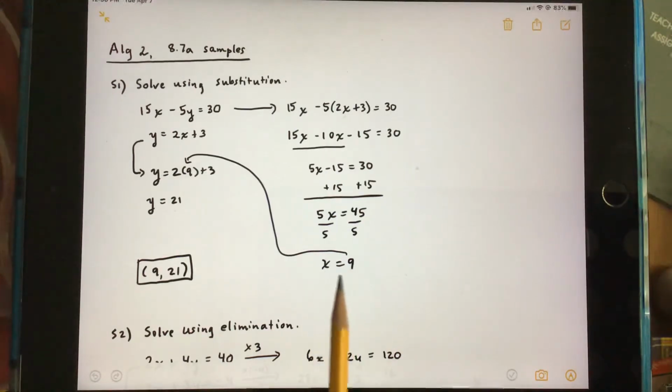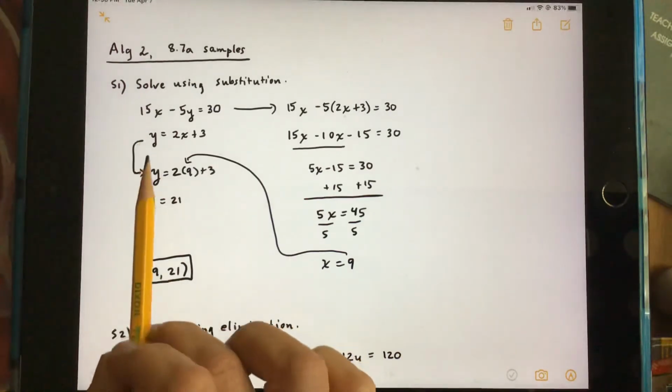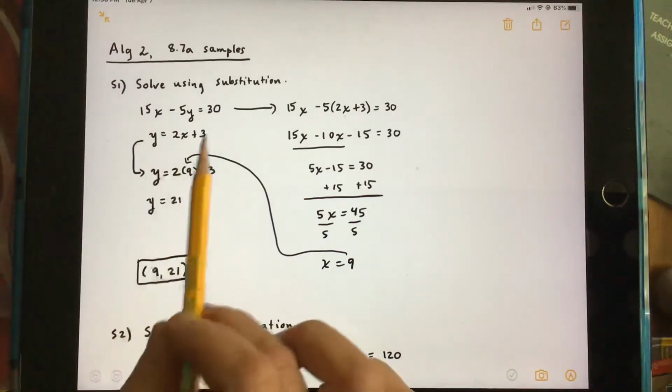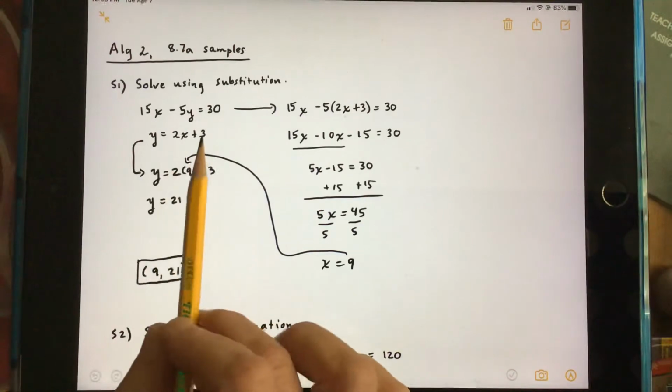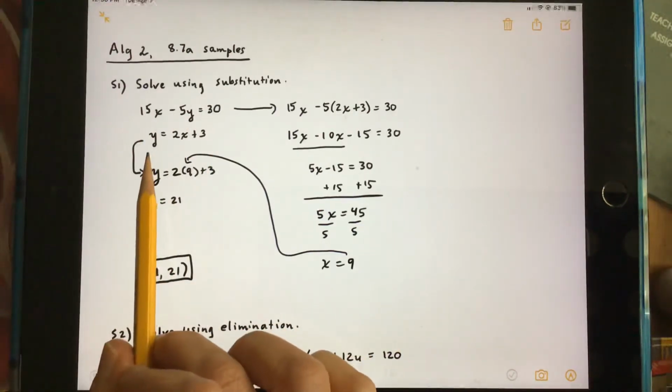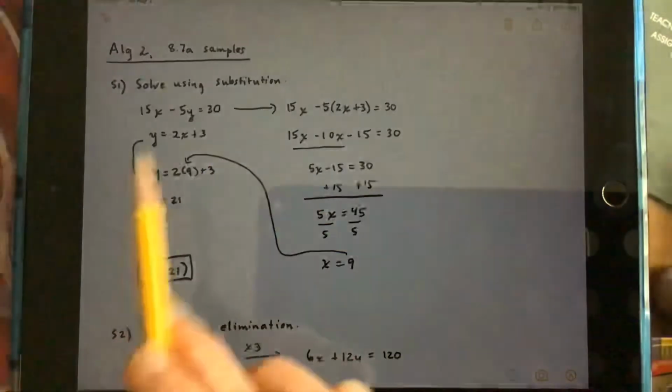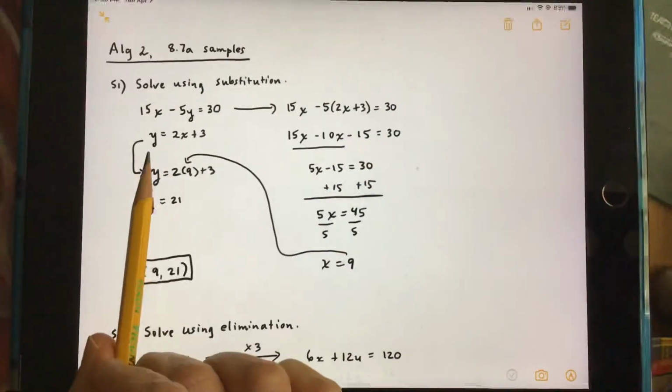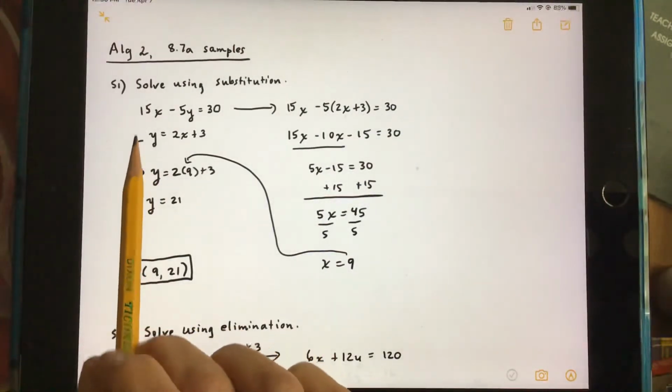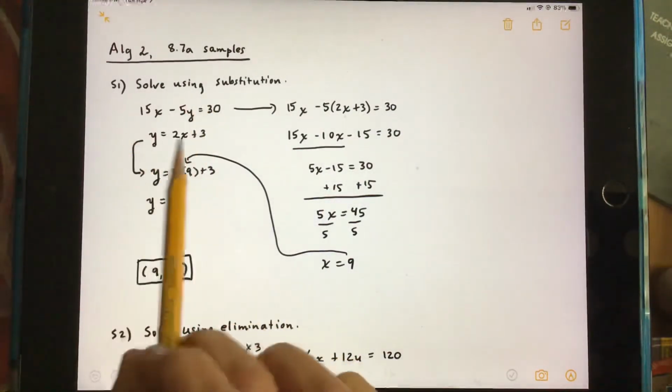Now I'm going to use that information. I know that in both of my equations, x can be 9, but I need to figure out the corresponding y value that will also work for both equations. So I choose either one of my first two given equations. This is my system here, these two equations. And I'm noticing my second equation might be the easiest equation to use to find out my y value. I could use the first equation or the second equation. I can use either given equation.